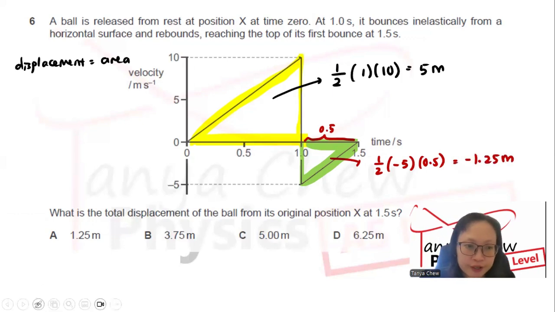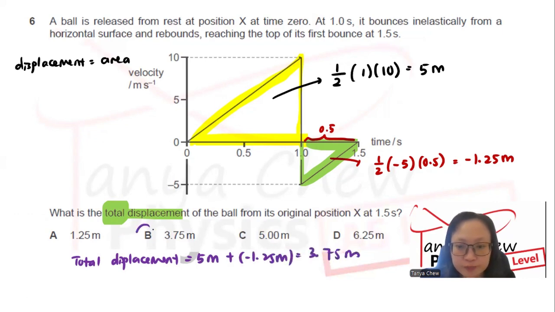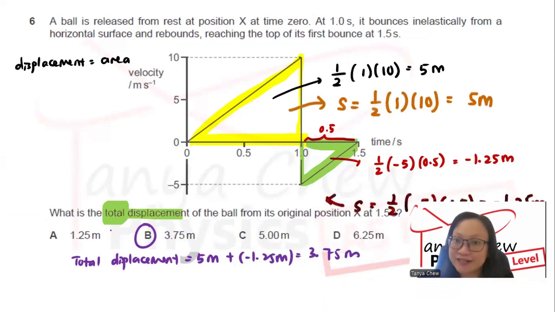Look at the question again. The question asked me to find total displacement. So total is the sum of all the displacements here. Total displacement gives you 5 meter plus negative 1.25 meter, and you end up getting 3.75 meter, which is B. So B is the answer.